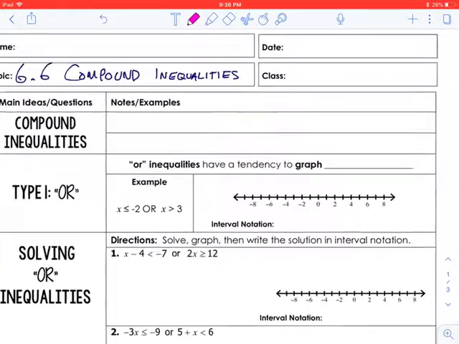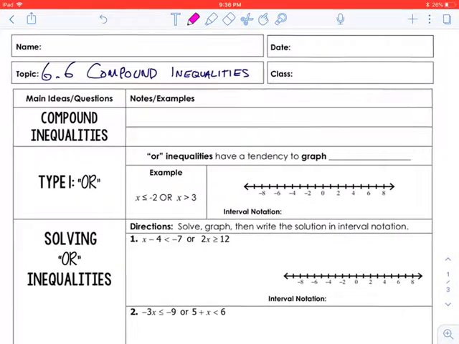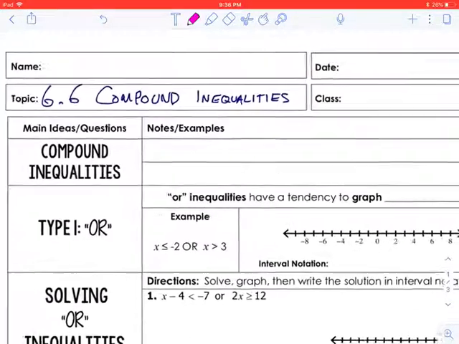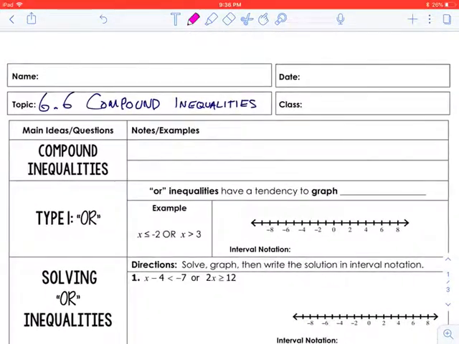All right, Algebra 1, we are talking about Chapter 6.6, which is Compound Inequalities. So we are approaching the end of Chapter 6. Compound inequalities are something that is very similar to what we've been doing already with inequalities.